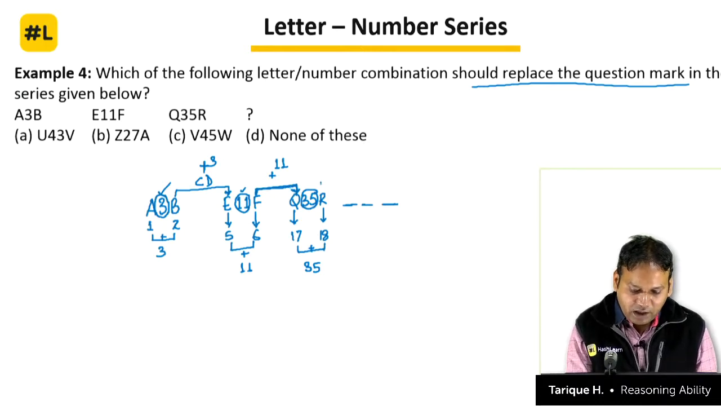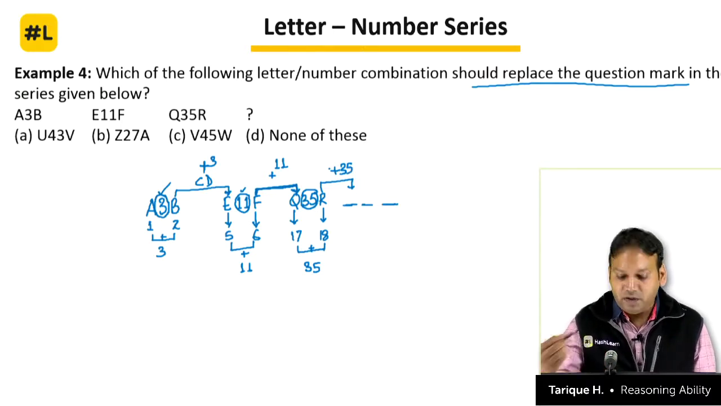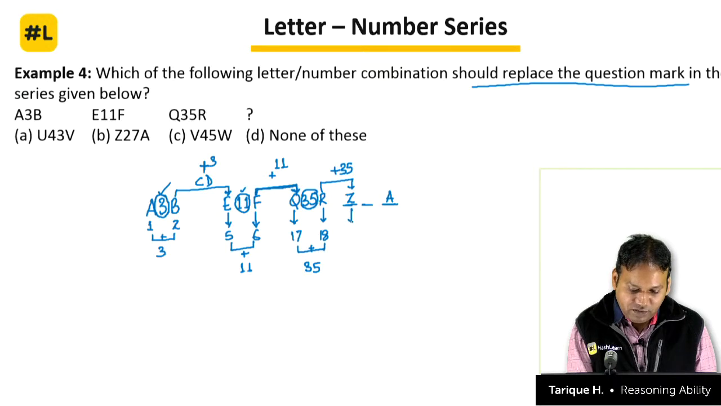Now R plus 35 gives you Z. So if you start counting from R, you go to Z, and again you start from A and then go on, you will get Z, and the next consecutive letter to Z is A. The positional value of Z is 26. The positional value of A is 1. So 26 plus 1 is 27. That is how we get the number in the center.